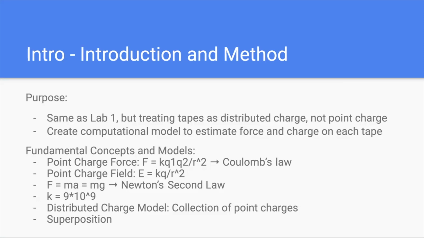The fundamental concepts and models that were used for this experiment were the point charge force, or Coulomb's law, which is F equals k Q1 Q2 over r squared; the point charge field, E equals kQ over r squared; Newton's second law, F equals ma, or mg in this case, where g equals 9.81 meters per second squared; and the fundamental constant k equals 9 times 10 to the ninth. Also the distributed charge model, which is simply a collection of point charges, and the concept of superposition, where we take the vectors of the point charges and put them together to get the vectors of the distributed charge.